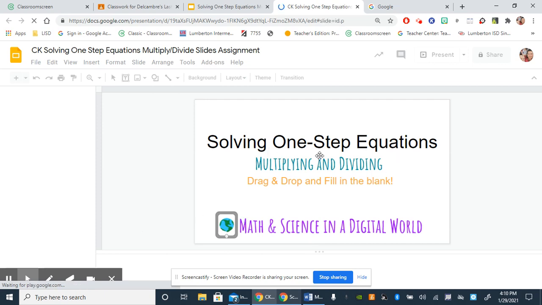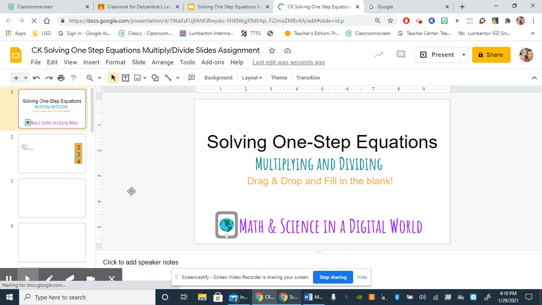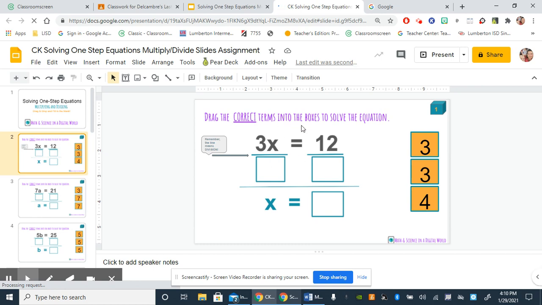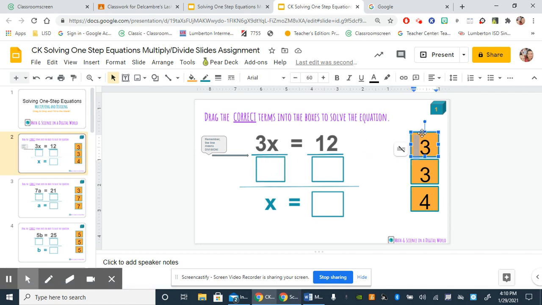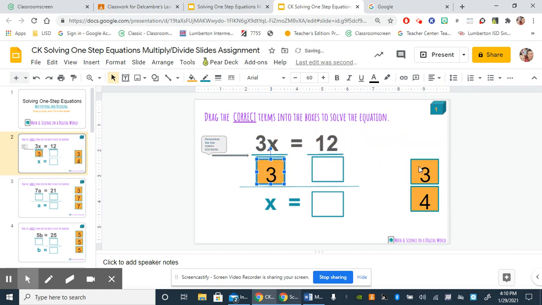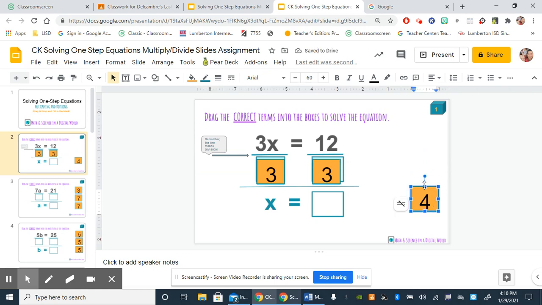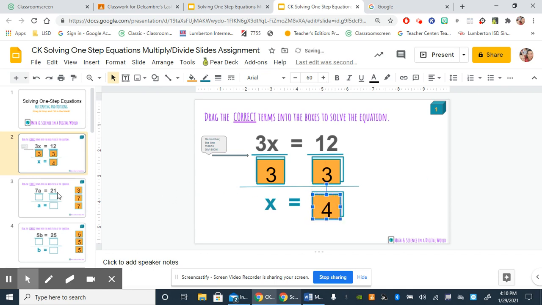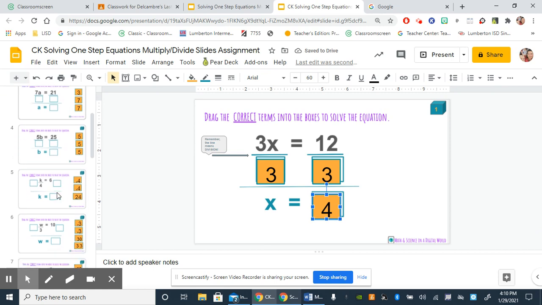So this is solving one-step equations, multiplying, dividing, drag and drop, and fill in the blank. So I'm going to click on the second slide, drag the correct term into the boxes to solve the equation. 3x is equal to 12, so I'm going to divide each side by 3. So I'm going to click on my thing, and do you see how those 4 arrowheads pop up? And move it over there. Boom! There it went. Take my other 3. I'm going to move it over here. Boom! There it goes. And 3 can go into 12 4 times. So I'm going to click on it, wait until I get the 4 arrowheads, and then there. All right, so that's how I'm going to do those drag and drops.